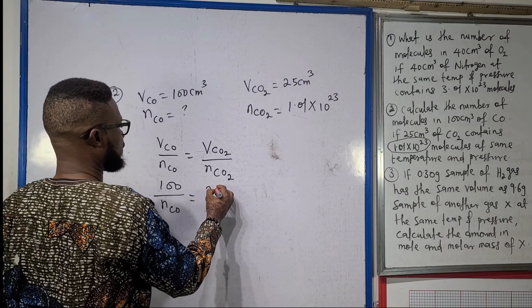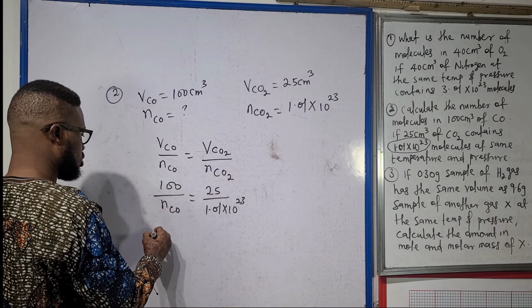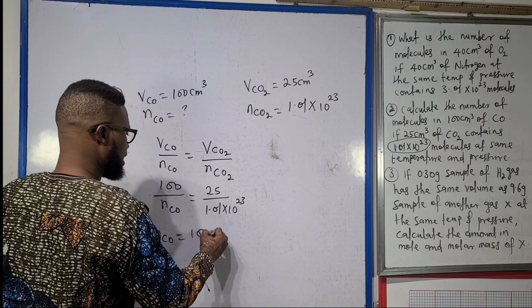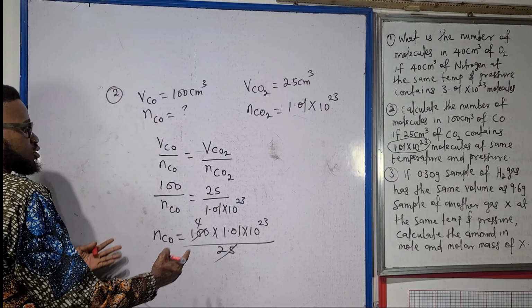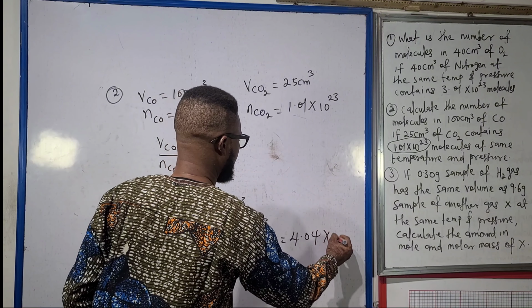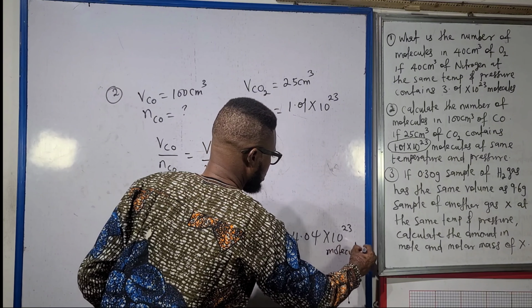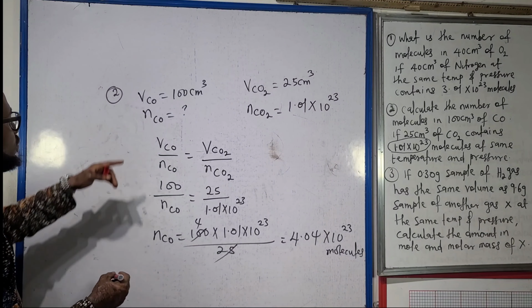This is 25 cm cube divided by 1.01 times 10 raised to power 23. Of course, this will move here. So the number of molecules of CO will be 100 times 1.01 times 10 raised to the power 23 divided by 25. You see, it's going to increase by a factor of 4. So what I'm going to have is 4.04 times 10 raised to the power 23 molecules. That is going to be the number of molecules of CO.